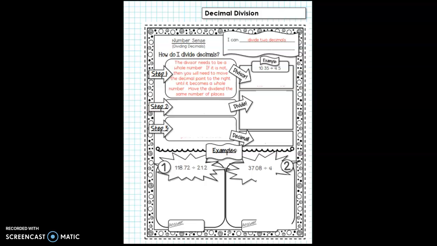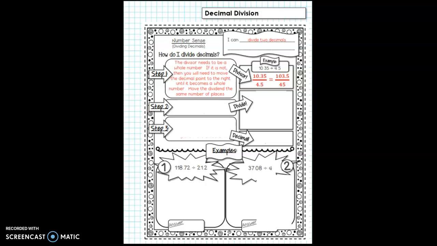If it is not, then you will need to move the decimal point to the right until it becomes a whole number. You also have to move the dividend the same number of places to keep both sides of the equation equal. So for example, 10 and 35/100ths divided by 4 and 5/10ths.